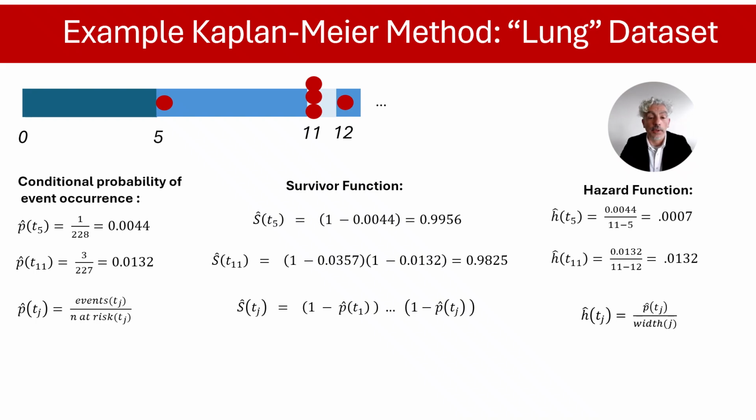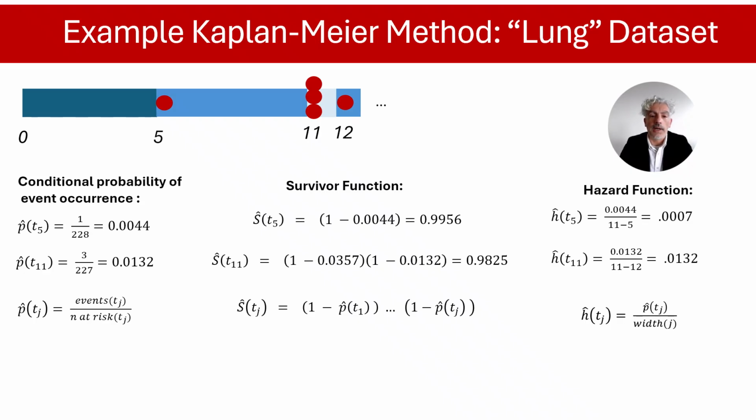So, for example, the probability of surviving past 11 days is 98%. And finally, considering the hazard function, we just divide the conditional probability of event occurrence for each interval by the width of the interval. In this way, we obtain the hazard function for each interval, which represents the death rate per day within that interval.